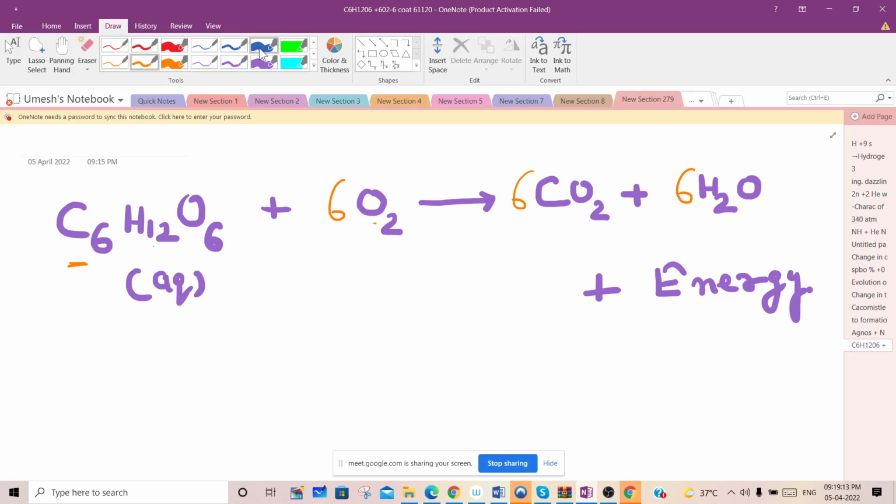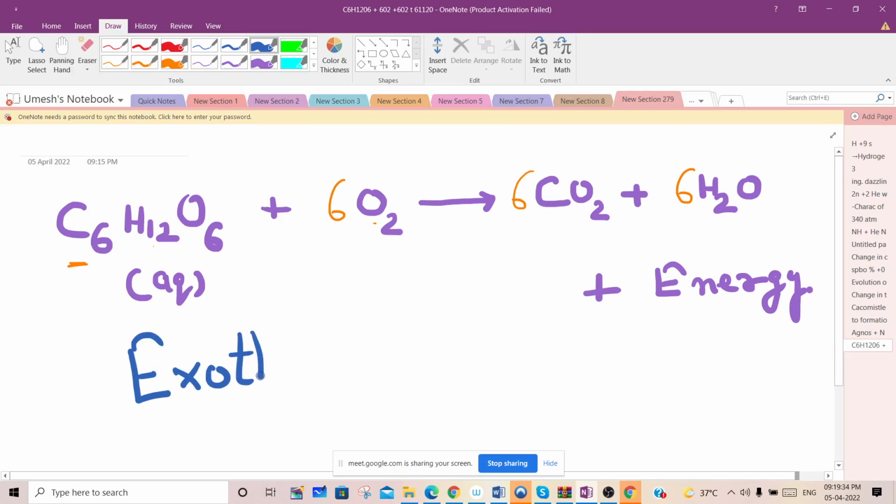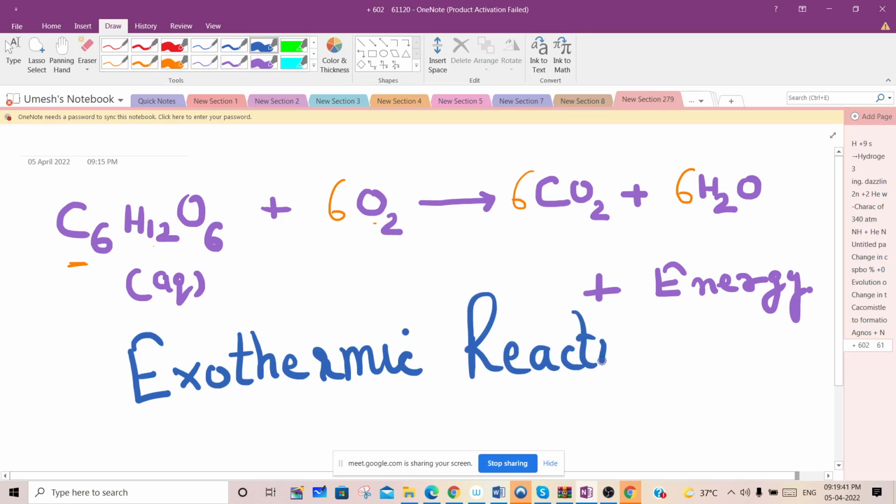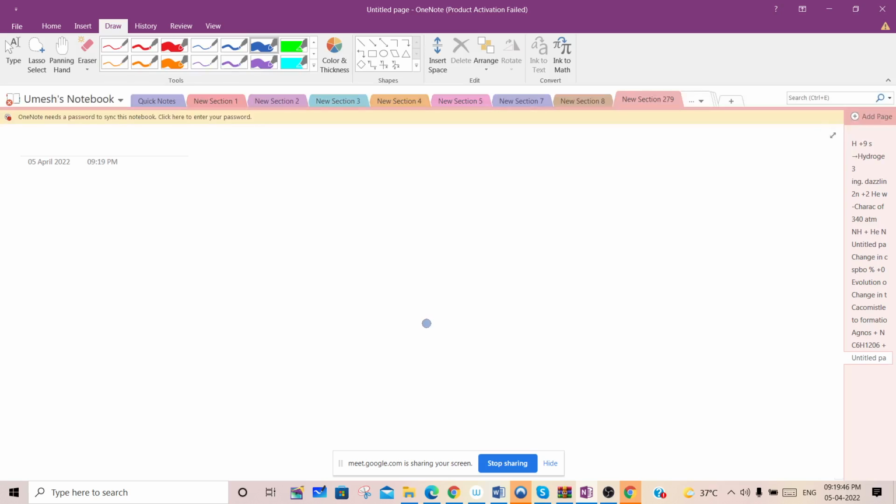Okay, my question is: is it an exothermic reaction or an endothermic reaction? Is heat energy liberated or is heat energy absorbed? Exothermic. Yeah, so write this down. It is an exothermic reaction. Okay.